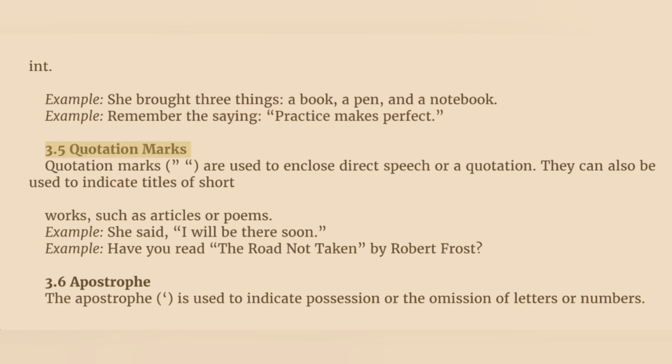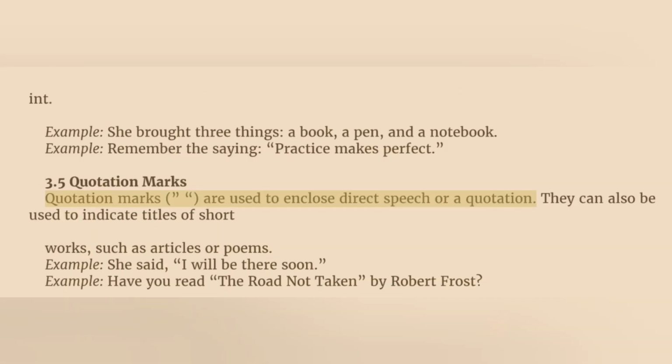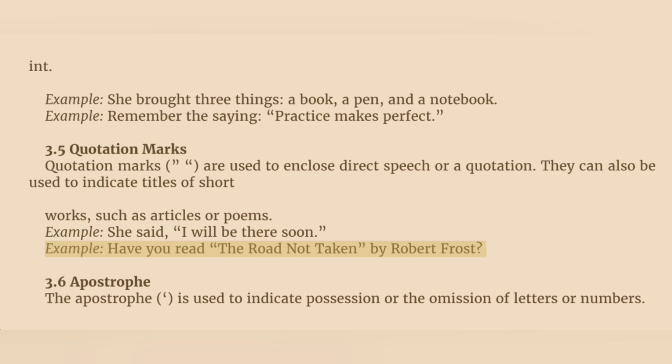3.5 Quotation marks. Quotation marks are used to enclose direct speech or a quotation. They can also be used to indicate titles of short works, such as articles or poems. Example: She said, "I will be there soon." Example: Have you read "The Road Not Taken" by Robert Frost?